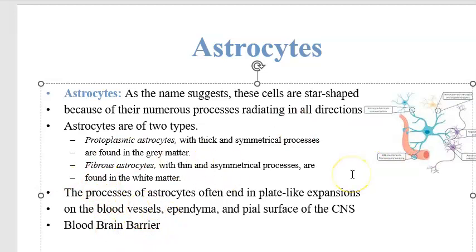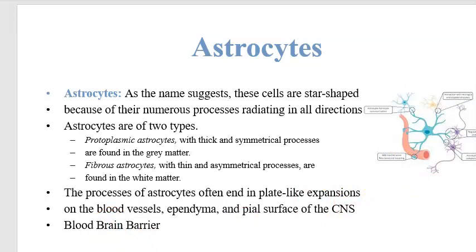So what is an astrocyte? It is star-shaped. It has a lot of processes radiating in all directions. It will wrap around the blood vessel and allow things from the blood, whatever the brain needs, only that it will give. That is the blood-brain barrier, astrocyte. In that, again, you have so many types. We are not going into that.